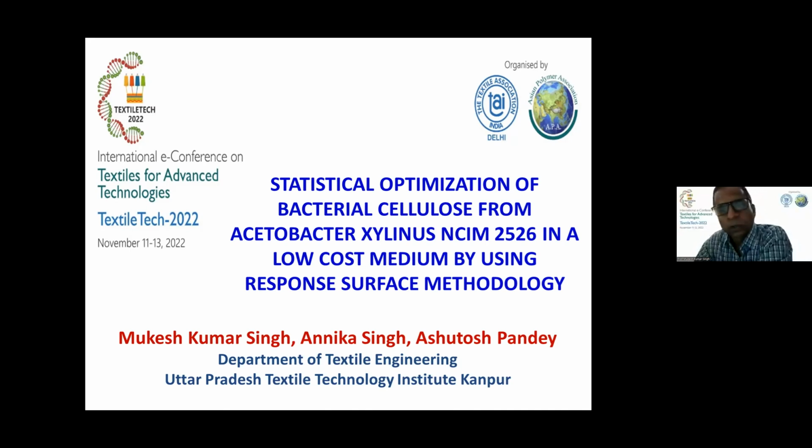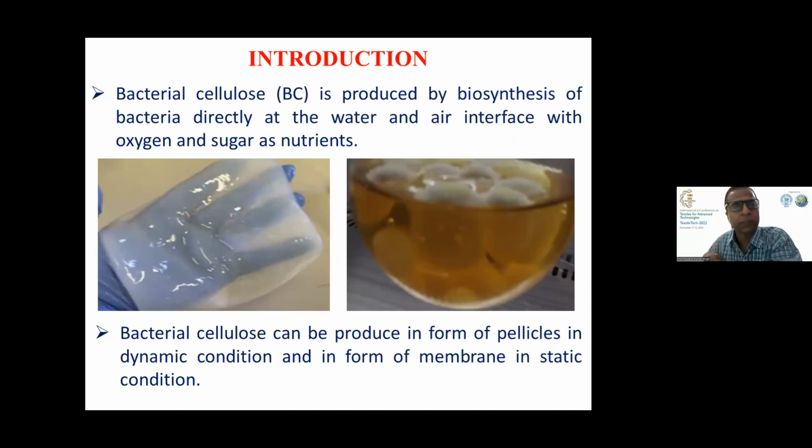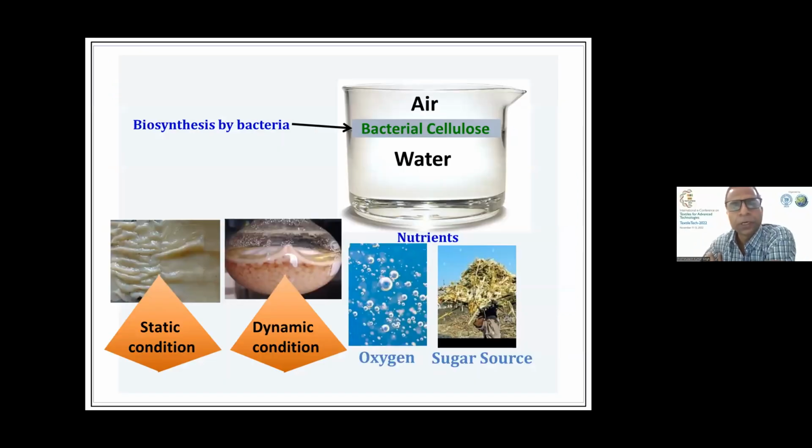I will talk about statistical optimization of bacterial cellulose from Acetobacter xylinum, NCIM 2526, in low cost medium by using response surface methodology. If you see the introductory part of bacterial cellulose, the synthesis of bacterial cellulose takes place at the interface of air and water in a medium where we place oxygen and a sugar source as nutrient. If we synthesize the bacterial cellulose in static condition, we get the membrane, which I have shown here. In dynamic condition, pellicles are formed, which are easily washed and dried, and we can use them by mixing in an appropriate solvent for various purposes.